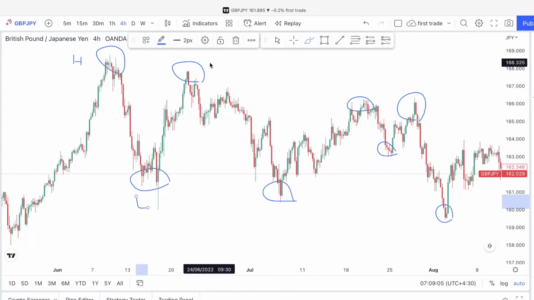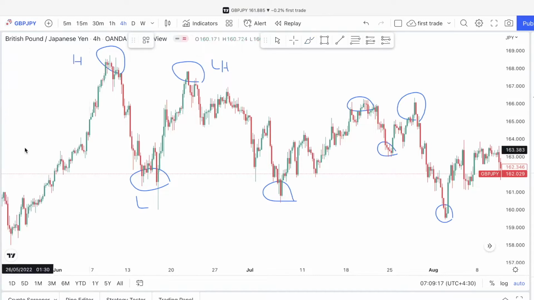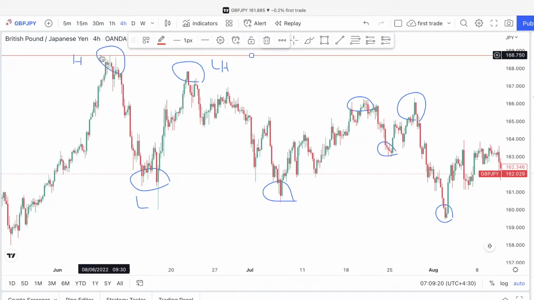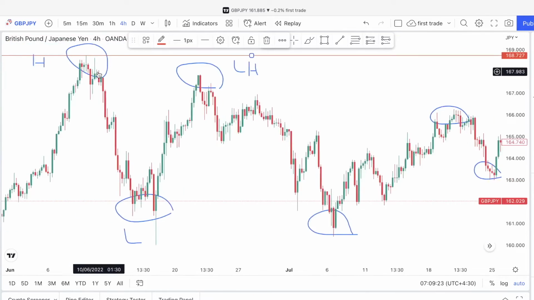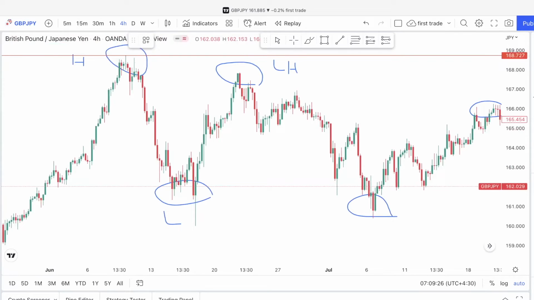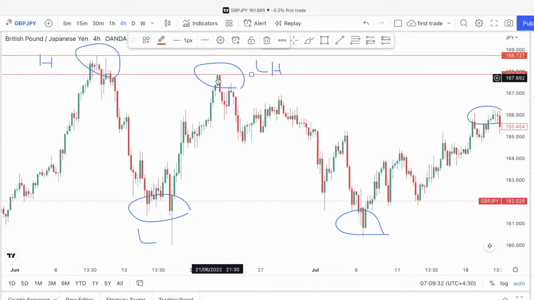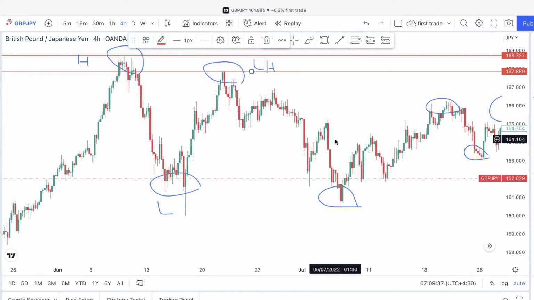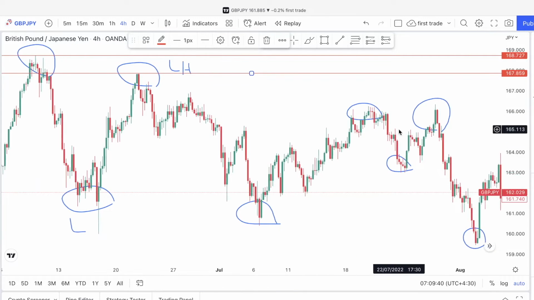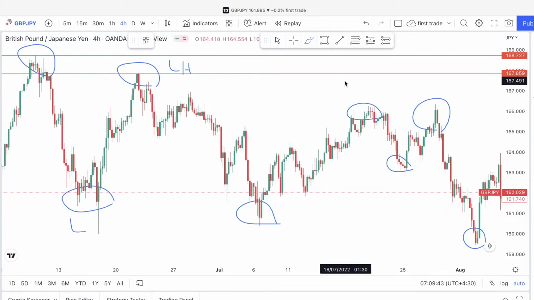The next high point is lower than the previous high. I can show you better with this line here. So this is the highest point of this level, as you can see, and the next high is here. So the next high is lower than the previous high. And also here we have the same story. This high point is lower than the previous high.